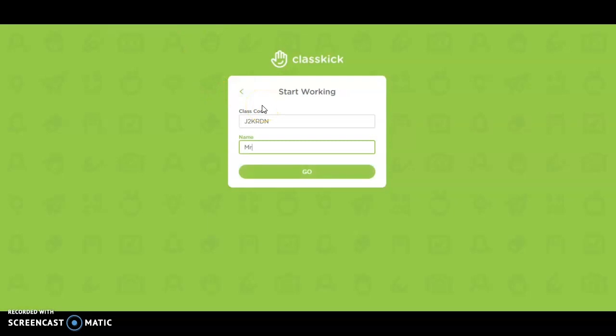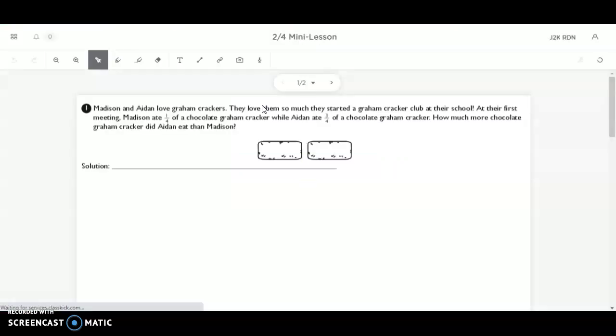So everyone should be able to get into our mini lesson, Class Kick, and I'll pull up this word problem. Madison and Aiden love graham crackers. They love them so much they started a graham cracker club at their school. At their first meeting, Madison ate 1/4 of a chocolate graham cracker, while Aiden ate 3/4 of a chocolate graham cracker. How much more chocolate graham cracker did Aiden eat than Madison?